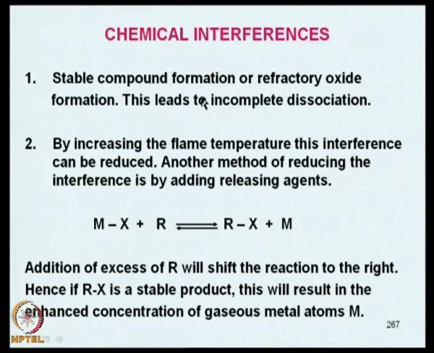What are the typical types of chemical interferences that we normally encounter in flame atomic emission? First thing is the compound formation. Whenever there is your sample, whenever there is air, whenever there is oxygen, and whenever there is flame, there is always a possibility that oxides are formed. We should never discount this possibility when we are doing the chemical analysis with respect to flame atomic emission.